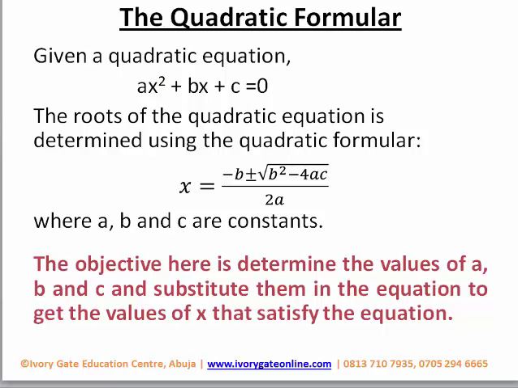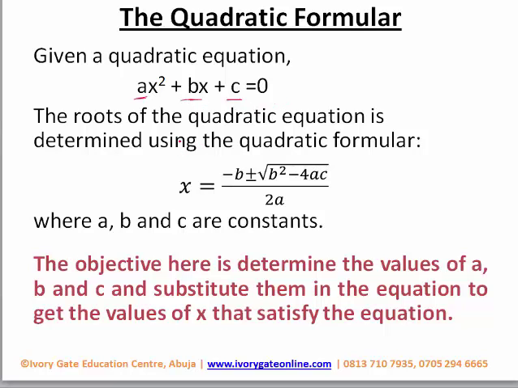The quadratic formula. Given a quadratic equation, ax squared plus bx plus c is equal to 0. Here, the coefficient of x squared is a, the coefficient of bx is b, and c is a constant, all equal to 0. Remember that this is the form of standard quadratic equation where a, b, and c are constants.